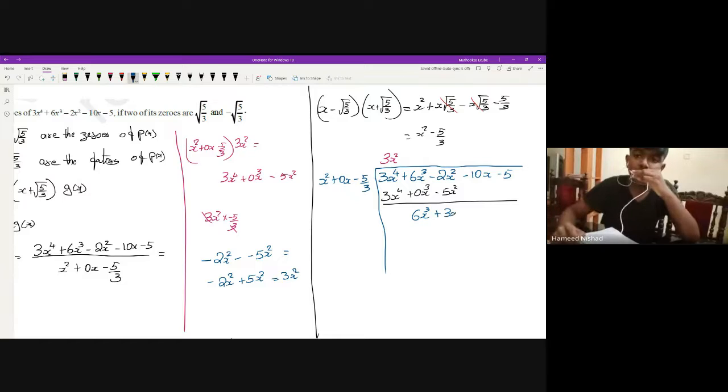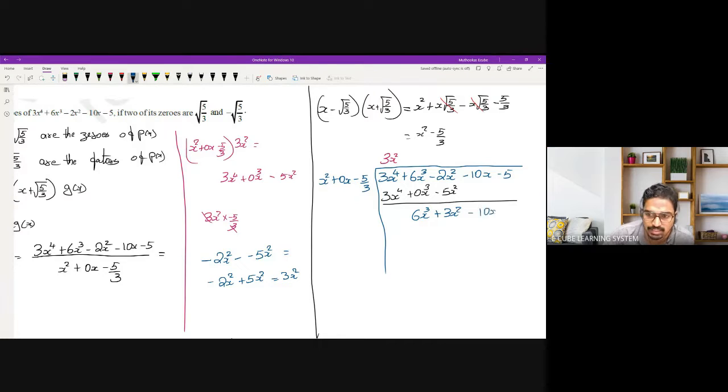സാർ അടുത്ത ഏത് ക്വസ്റ്റ്യൻ ചെയ്യണ്ടേ? Fifth one in exercise. What is the next quotient? Next quotient, Mohammed Fawaz. 6x will be the next quotient. On multiplying 6x throughout, we get 6x cube, 0x square.